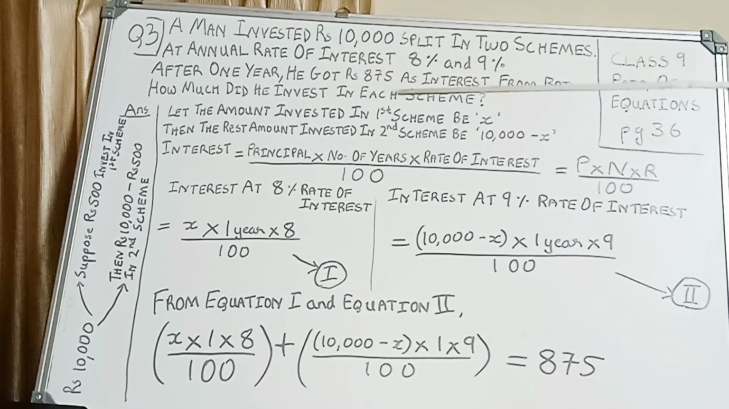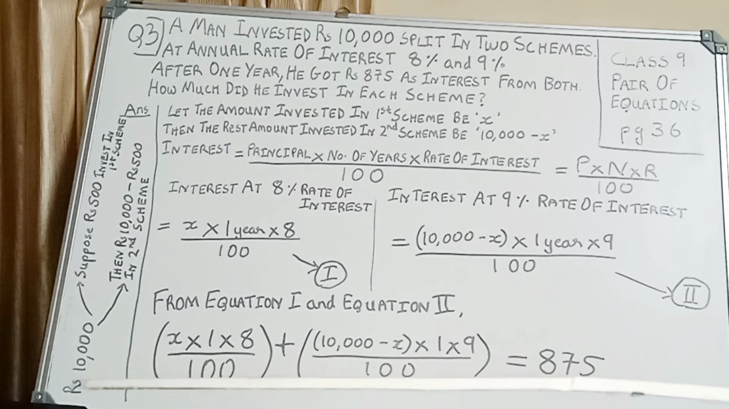After 1 year, he got rupees 875 as interest from both the schemes. From both the schemes, he got 875 as interest. How much did he invest in each scheme?